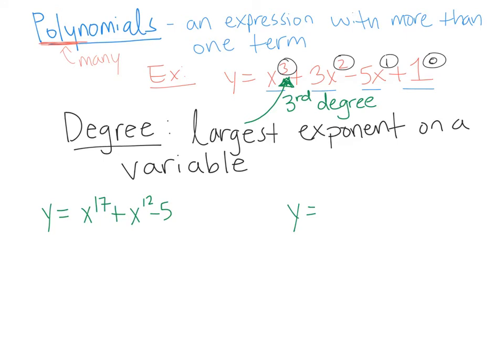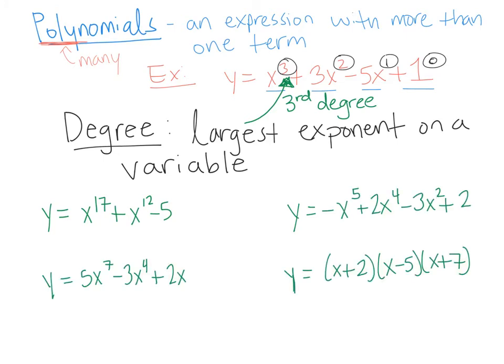I'm going to pause this, write it, so you don't have to listen to me talk about it. And here we are. Here are our examples. So let's work through these, and I want you to tell me what the degree is of each one. So let's start with this guy right here. That's supposed to be a star. Let's go. Okay, so what is the degree of this?